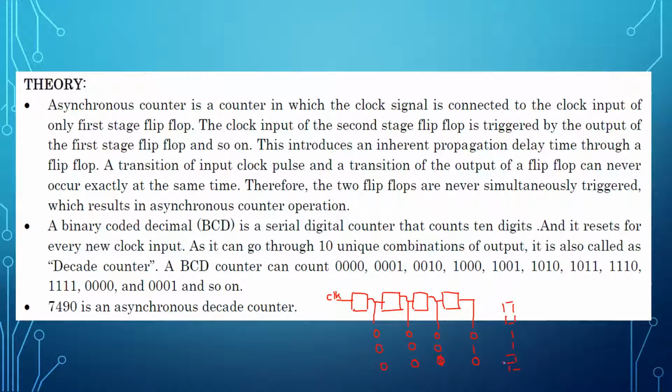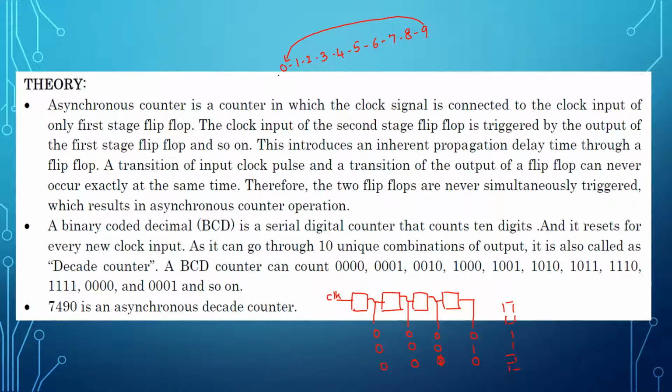After 9, the first count will be 0, next it will be 1, next 2, 3, after that 4, after that 5, 6, 7, 8 and 9. After 9 it has to come back to 0. And this process will keep on repeating as long as you keep applying the clock pulses. So this is what my experiment is all about.